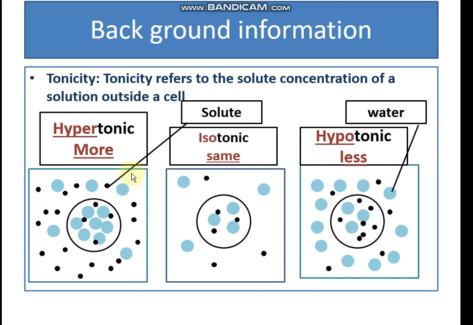So in case of hypertonic conditions, there is more solute outside and less water outside, which means the water potential is low. In isotonic conditions, the water potential of the cell is the same as the water potential of the solution, while in case of hypotonic conditions, there is higher water potential of the solution and lower water potential of the cell. Now, moving on to the details of today's topic.